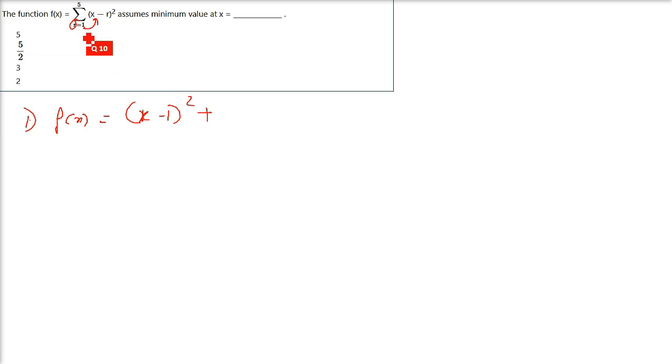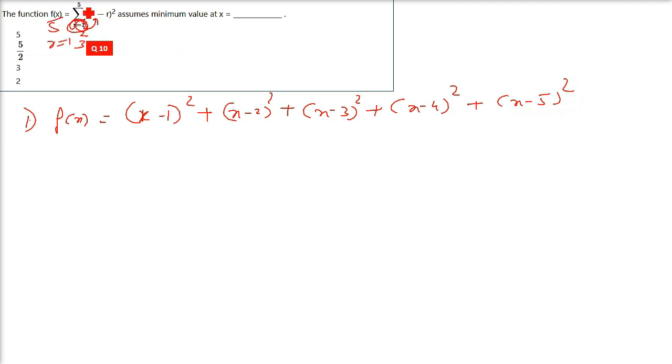Plus, because this sigma is addition, plus (x minus 2) whole square. Now we'll put r equals 3, so it will be (x minus 3) whole square. Then we take r equals 4, so we get (x minus 4) whole square. Then we place r equals 5, (x minus 5) whole square. So this is the whole equation.